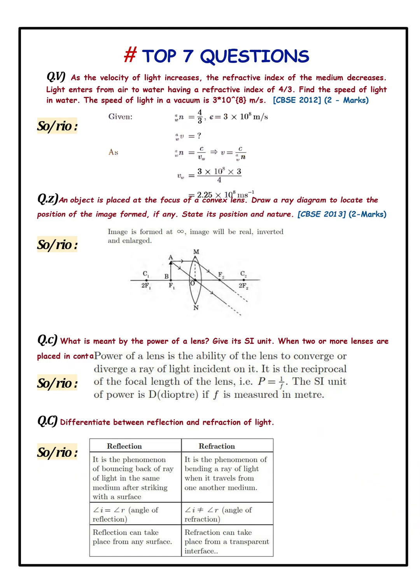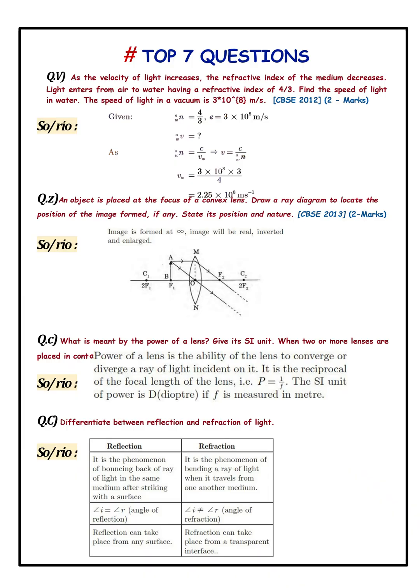Likewise, we have the second question. An object is placed at the focus of a convex lens. You have to draw a ray diagram to locate the position of the image formed, and if any, state its position and nature. Now if you see here the ray diagram, you can even note it down in your notebook. Image is formed where? It is at infinity. The image will be real, inverted and enlarged. The next question is, what is meant by power of a lens, which I have already discussed in the previous slide.